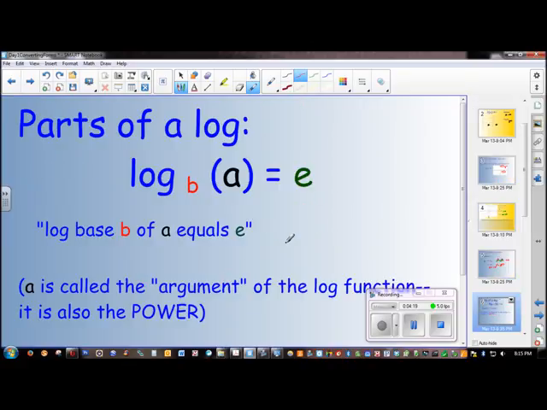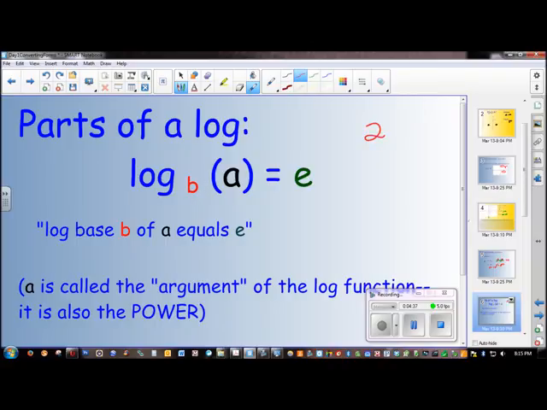Okay, it's important to identify the parts of this log equation. We'll start with the word log, again short for logarithm, and you'll find a calculator button with the word log on it that you'll be able to use. This little b down here is a subscript. It's not as big as everything else. You can see that it actually looks smaller.